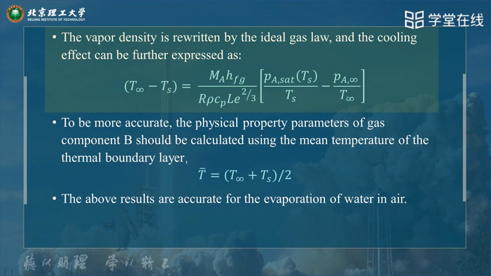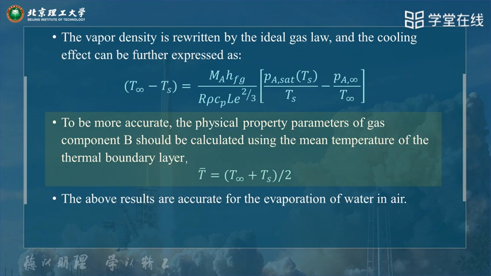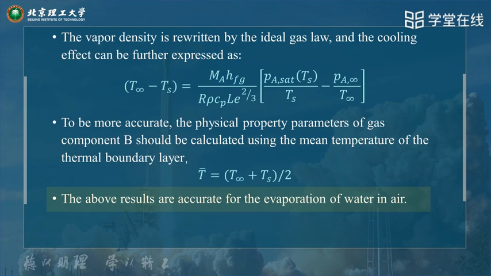To be more accurate, the physical property parameters of gas component B should be calculated using the mean temperature of the thermal boundary layer. So sometimes we calculate the average temperature, T infinity plus Ts together divided by 2. The above results are accurate for evaporation of water in air. Here is the evaporative cooling effect. Thank you.